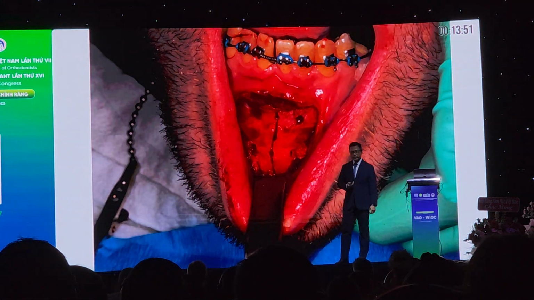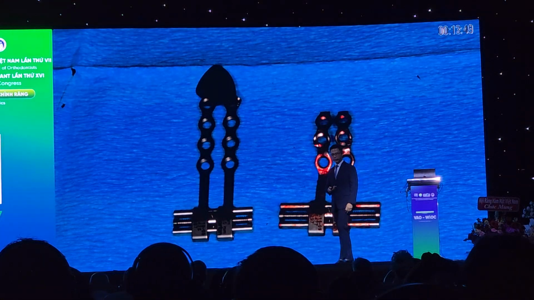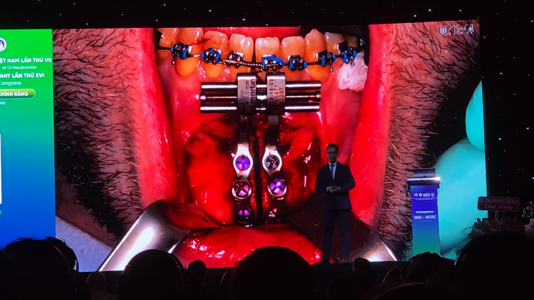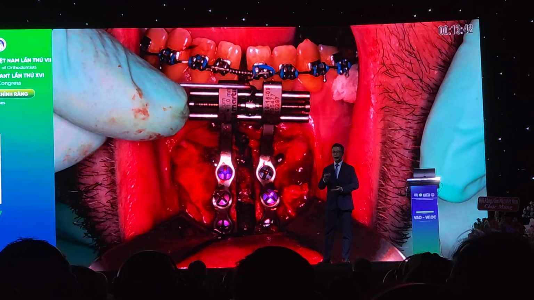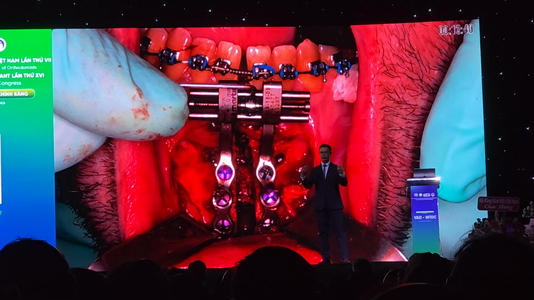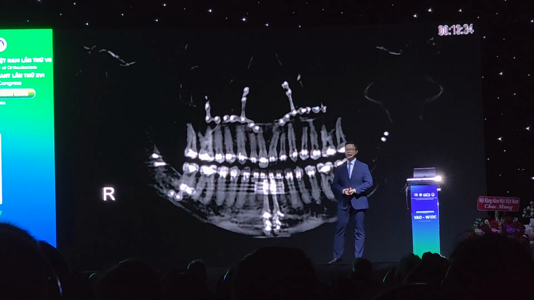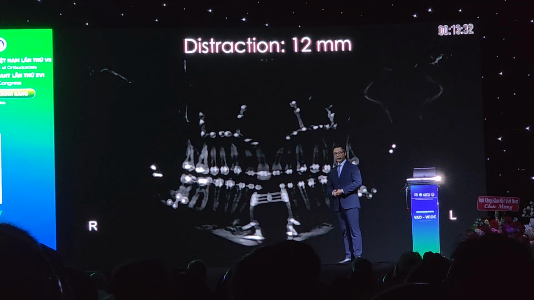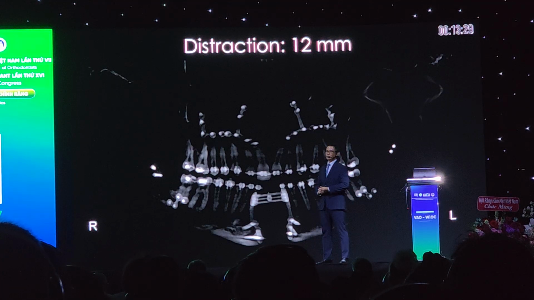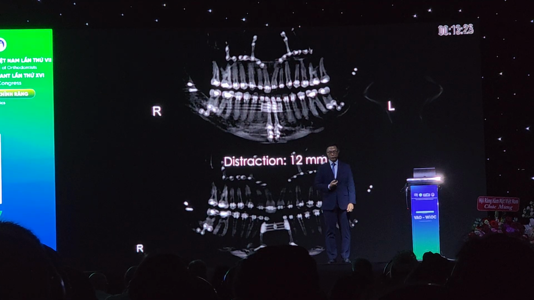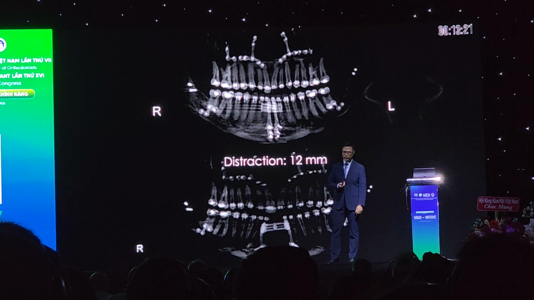So we cut it, and those are the bone distractors. We place it, and then fixate. And then you have to make sure when you turn it, those are separated. Okay? Once you confirm, the device goes back. That's before. That's after we place it. And we have 12 millimeter distraction. We went all the way because I don't want this patient to go through a third surgery. So that's a 12 millimeter expansion.